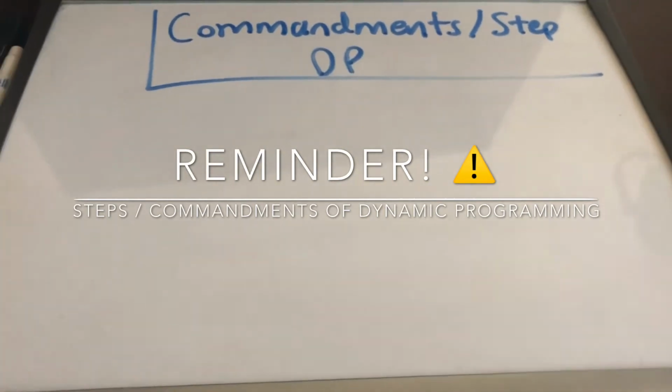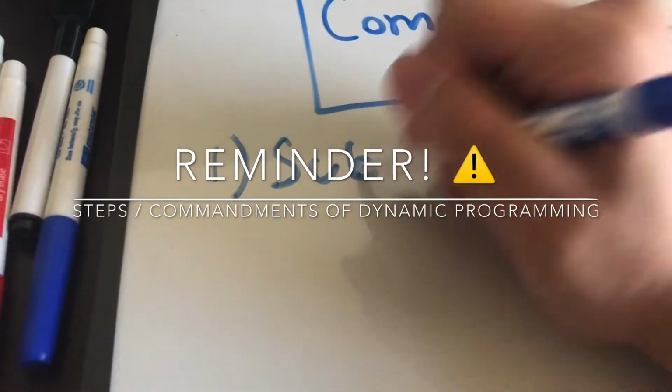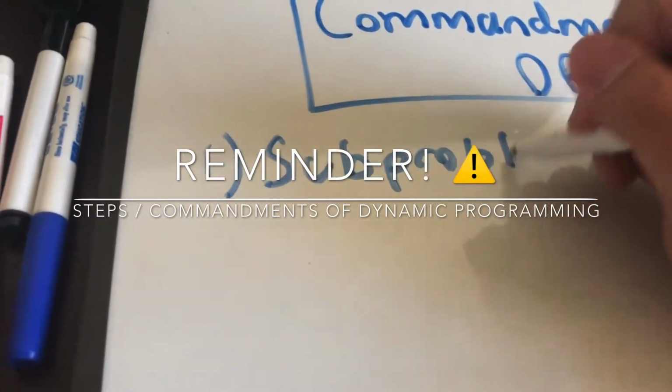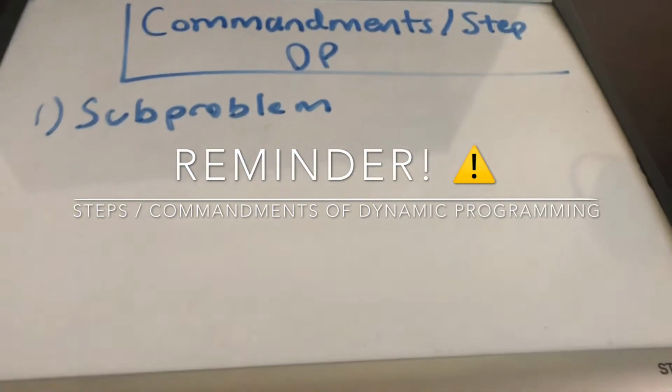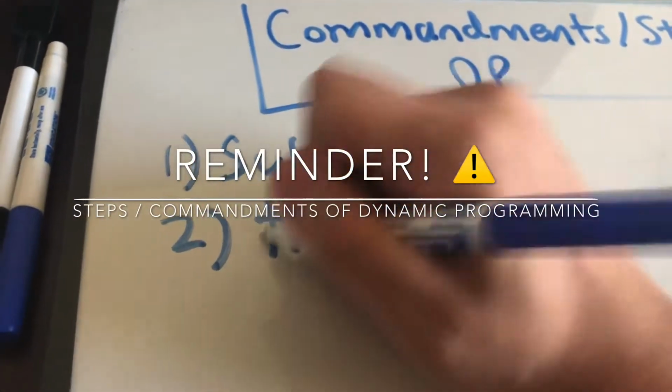Okay, that's long enough of a pause. So of course, the first step would be a subproblem. That's something we should always be able to remember very quickly off the top of our heads. What's a subproblem? The second is the number of subproblems.